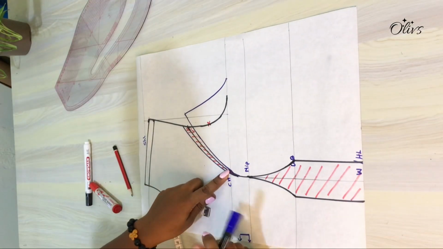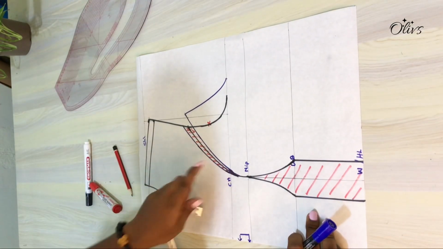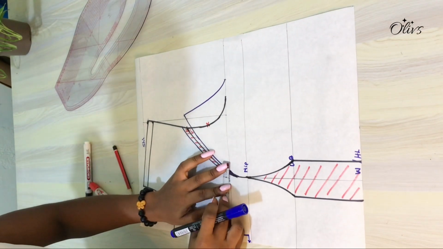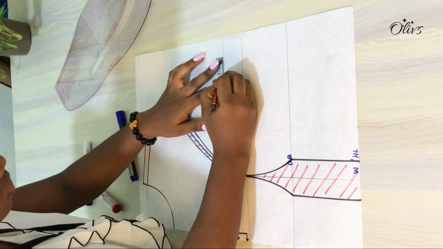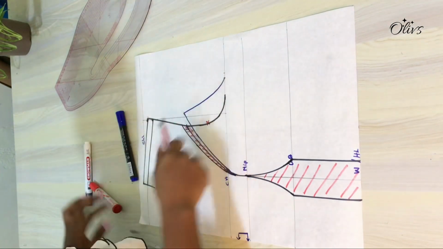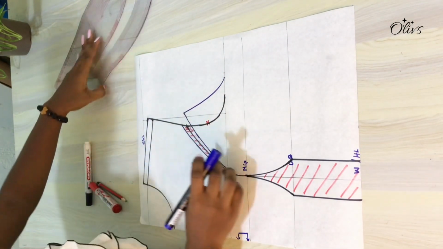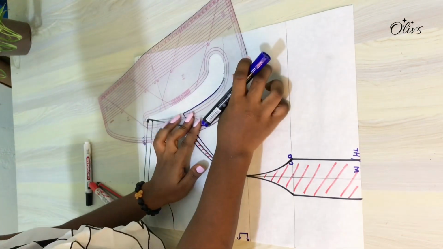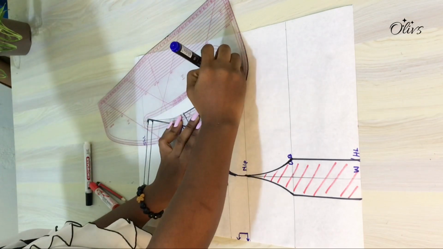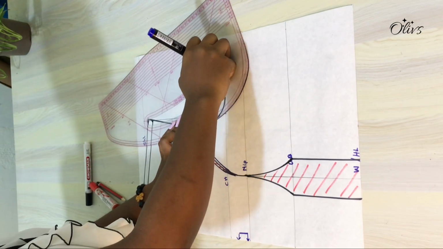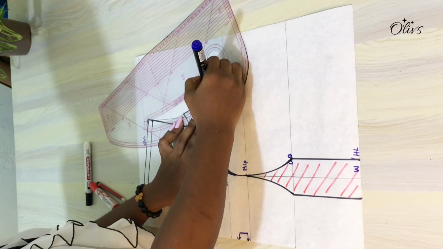I have a little dart intake here, about 1/4 of an inch. So if you do have the same thing, replace it on the chest line so you do not have any shortage. Okay, so reconnect that, just blend it to the armhole. And you can also do this before connecting the armhole.